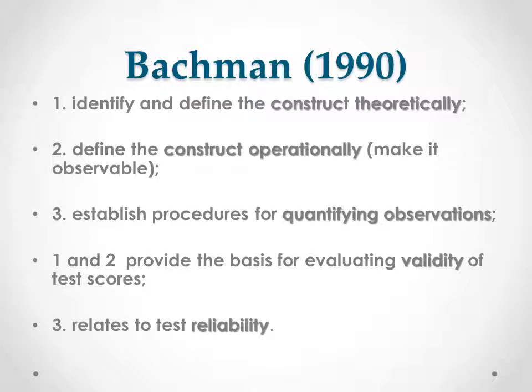In order to measure such a mental ability, it is necessary to define its attributes unambiguously in order to be able to define it operationally and make it observable. These two first steps provide the basis for evaluating the validity of the uses of the test scores. The third, how observations are quantified, directly relates to test reliability. It is important that the scales used are precise and that they are applied consistently.